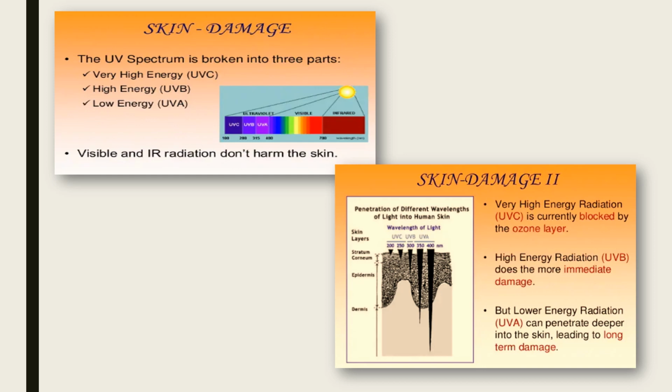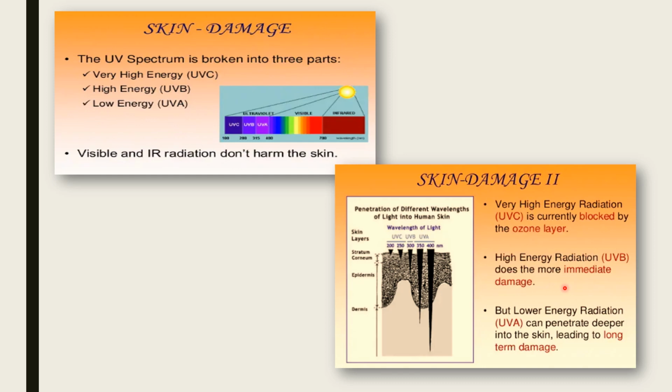What will be the damage when you are not using sunscreen? The UV spectrum is broken into three parts, which are very high energy: UVC, UVB, and UVA. The very high radiation is currently blocked by the ozone layer, which is not feasible for the Earth now. But high energy radiation means it does more immediate damage.